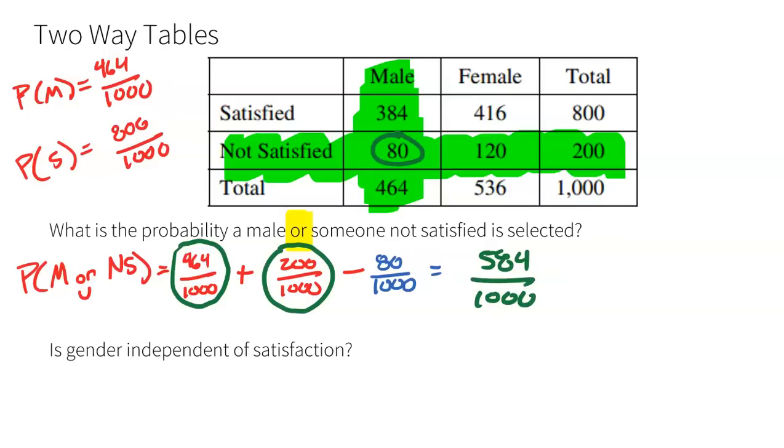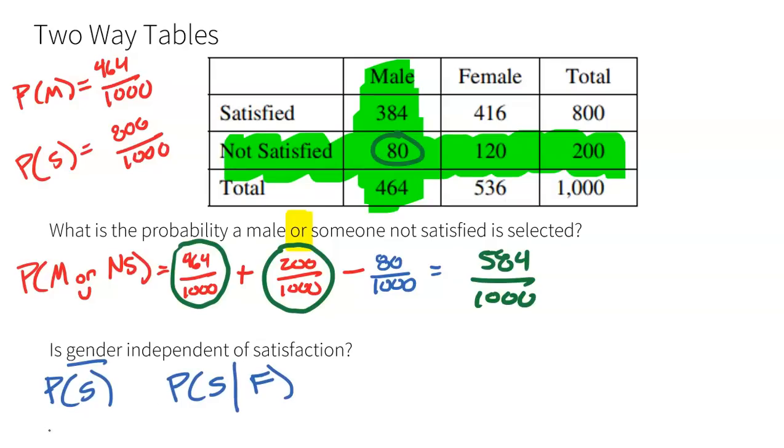Not too bad. All right, another question here: is gender independent of satisfaction? So let's just kind of grab this out here. Let's pick a gender, doesn't matter, male or female. What's the probability that somebody is satisfied with their service at the grocery store? And let's compare that to the same probability of somebody satisfied, but let's attach a condition that they're a female. So let's see, does the gender of female change the probability of being satisfied?